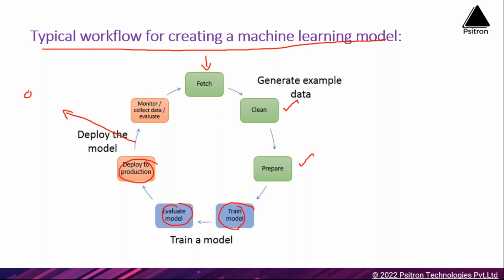Once you deploy, this is where your users come into the picture. They input a lot of data to test your model, and you collect this data again and monitor the model continuously. Using the data that you collected, you can fetch, clean, prepare, retrain the model and redeploy it. This is how your complete workflow cycle can be maintained when it comes to machine learning.